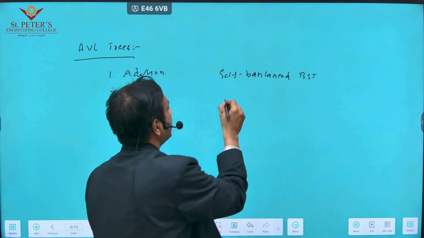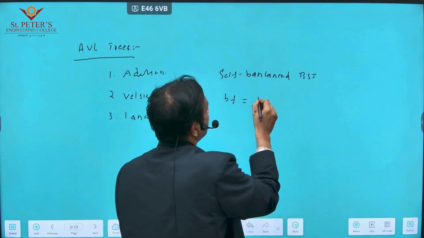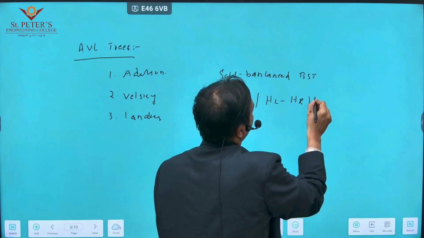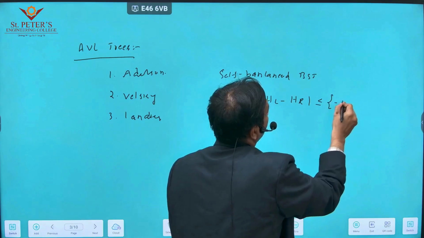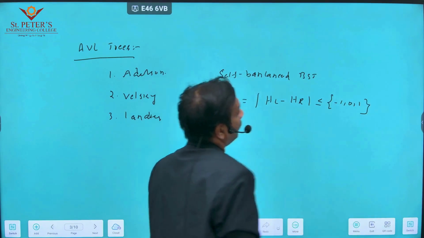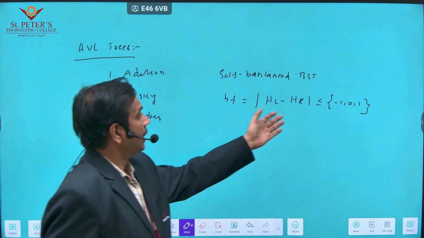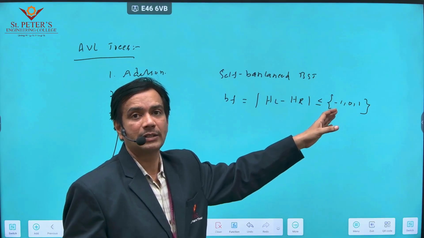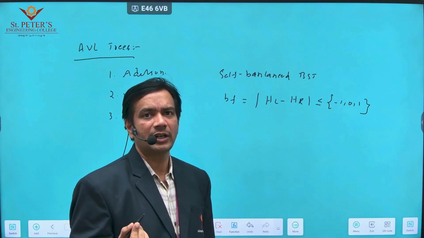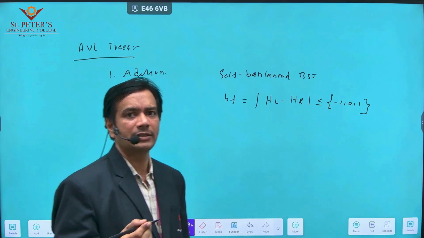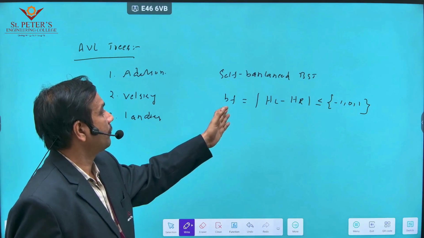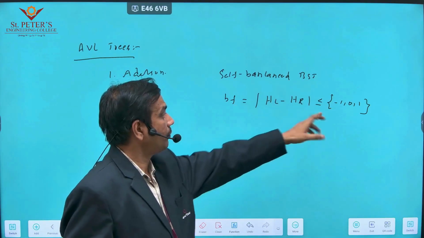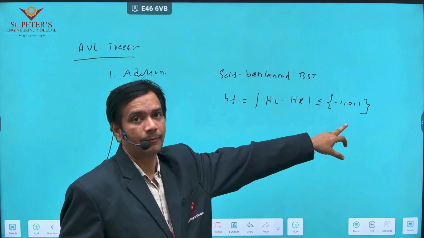The balancing factor is calculated as the height of the left subtree minus the height of the right subtree, which should be within -1, 0, 1. So whenever the range is exceeded, obviously the binary search tree is unbalanced. If the binary search tree is unbalanced, then it is converted to a balanced search tree. The balancing factor cannot exceed -1, 0, 1.